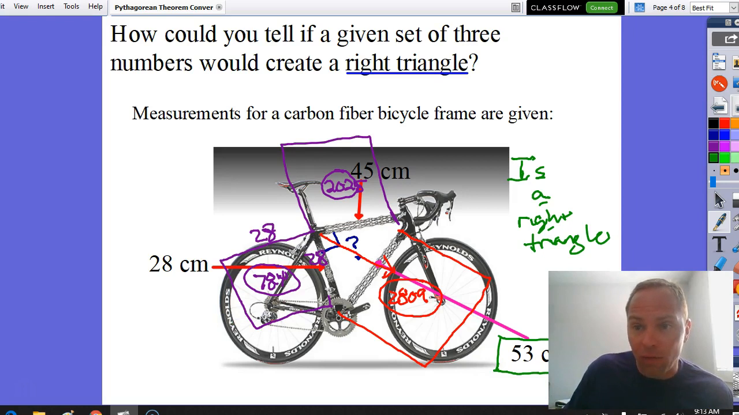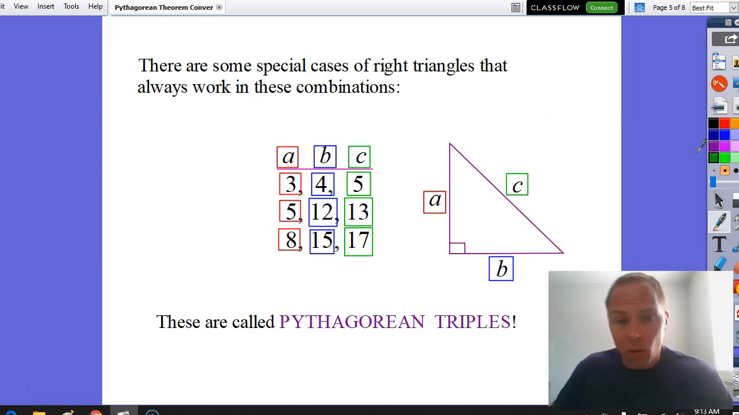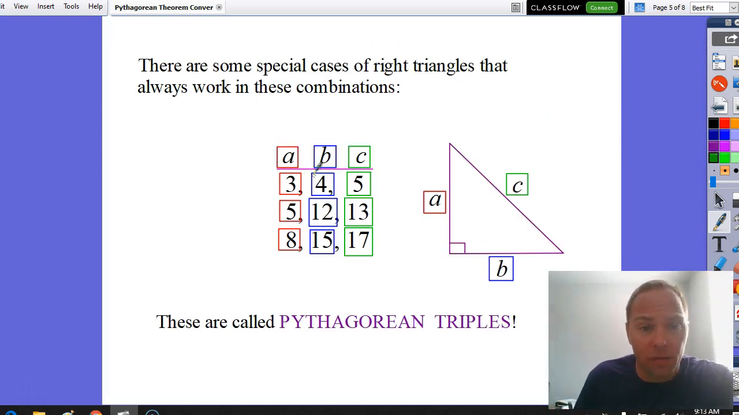In the next example, we've got some guys. We have a slide here with all of these different combinations that we talked about the other day. These are called Pythagorean triples. And the triples, the most famous one of all of them is a 3, 4, 5.